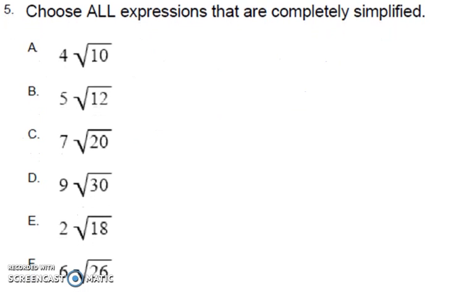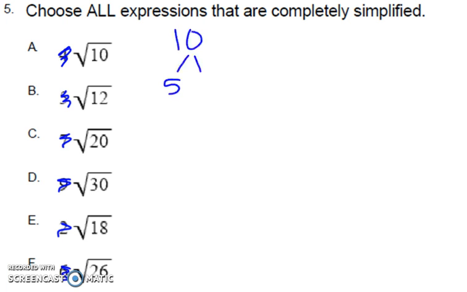Number 5, choose all the expressions. Now, the thing with number 5 and number 6, if you did not choose all, the whole problem was marked wrong. So we're not even going to regard the numbers that are out in front. We don't care about those numbers. So now we're going to break them down. 10 breaks to 5 and 2. If I notice, all of these are square roots, so I need pairs. Well, there's no pairs in 10, so that is completely simplified.